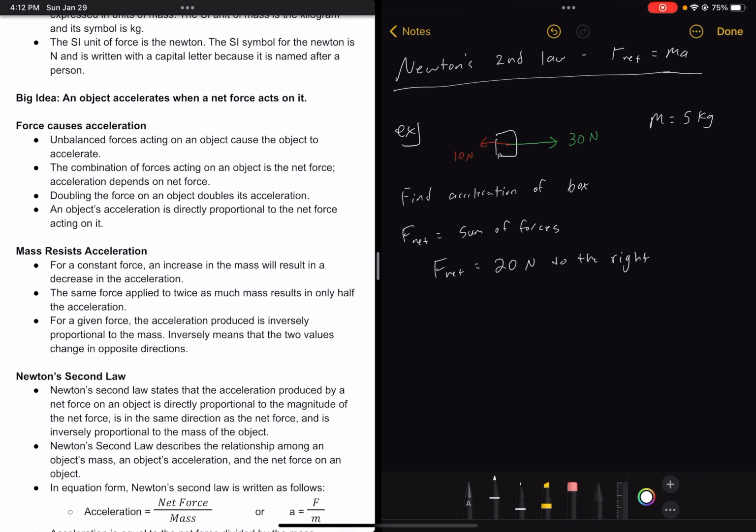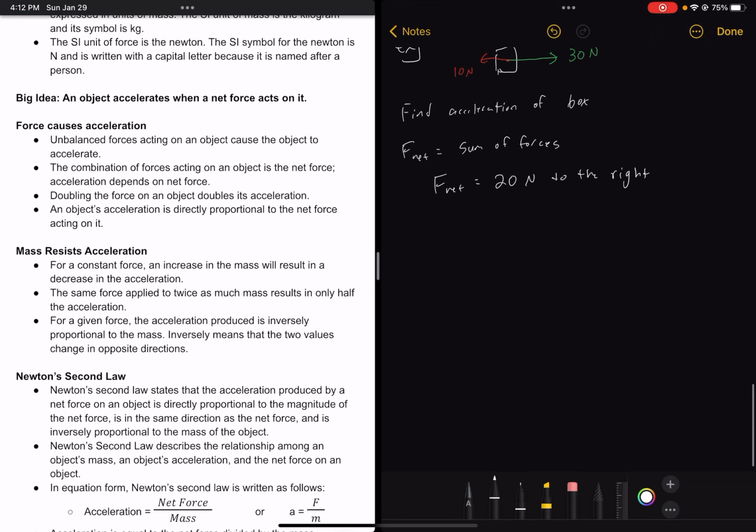Okay, so don't just blindly add them up. You have to consider the direction. If I had 10 newtons and 30 newtons going in the same direction, then yeah, it'd be 40 newtons going in that direction. But because the 10 newtons is going against the 30 newtons, going to the left, you can consider that to be negative. So say you call going to the right positive, then going to the left would be negative, and you end up with 30 minus 10, a net force of 20 newtons to the right. So now that we have the net force, let's find the acceleration.